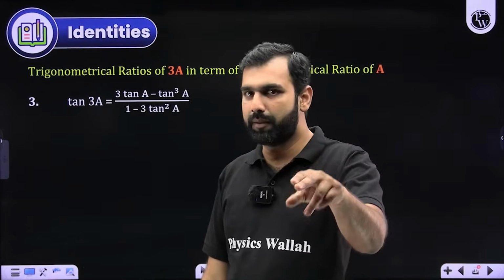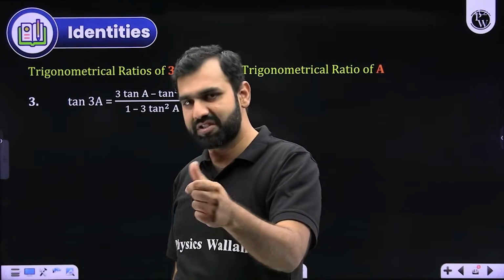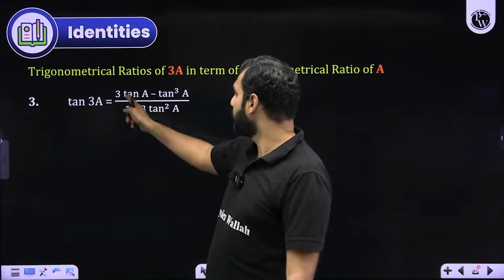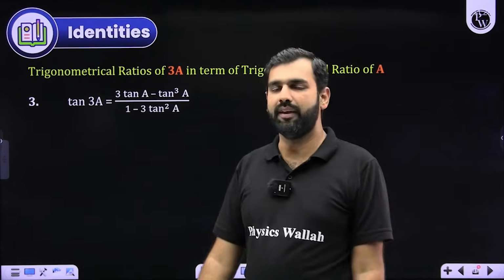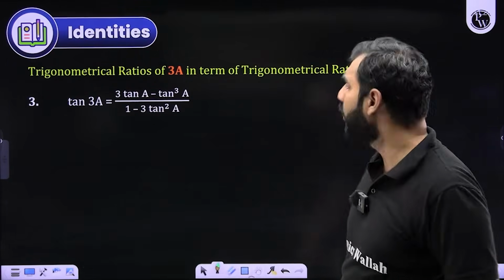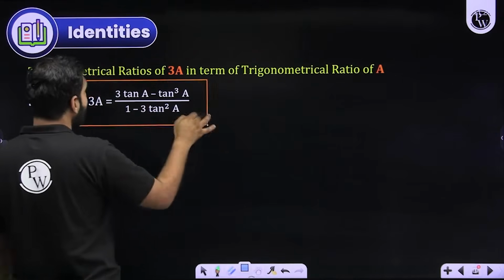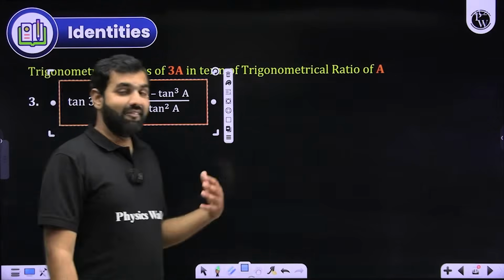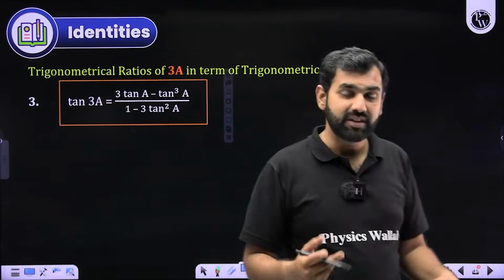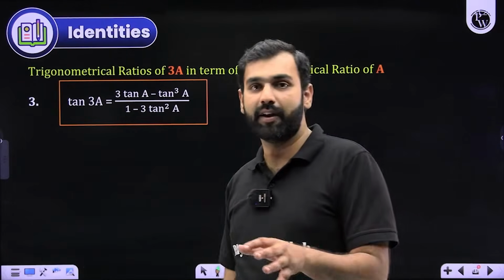If I replace b by 2a, I'll have tan(a + 2a), which is tan 3a, which is (3 tan a minus tan cube a) upon (1 minus 3 tan square a). I hope you will remember this is also an identity. This is a very widely used identity, and we'll see these identities, implications, and applications in inverse trigonometric functions as well.